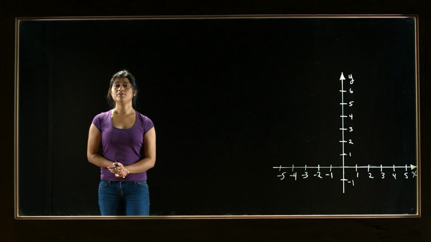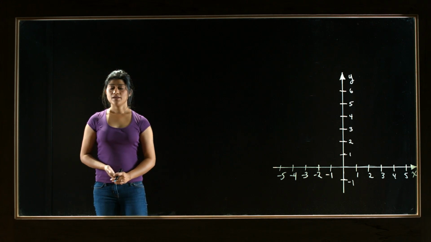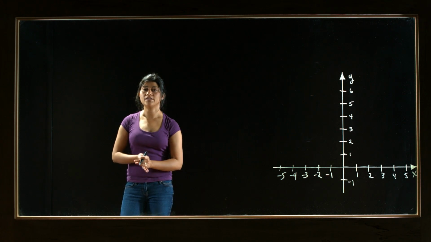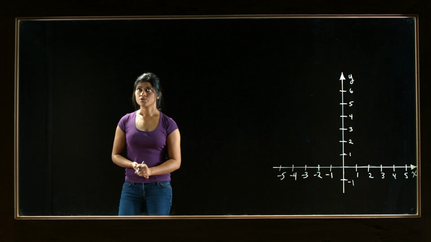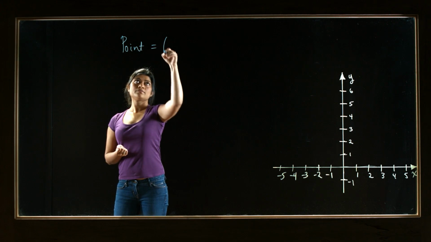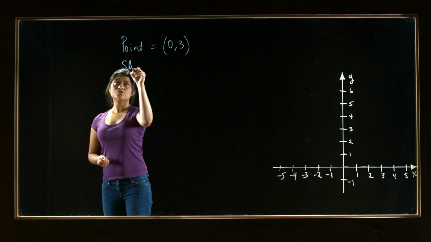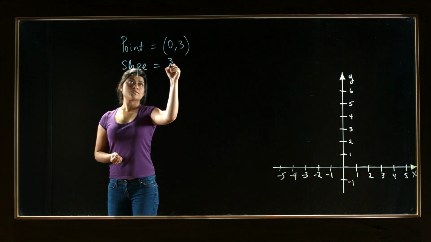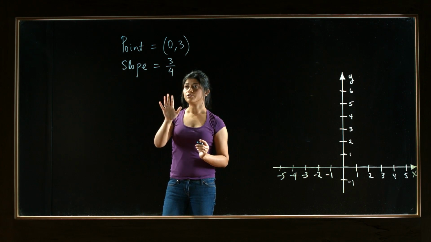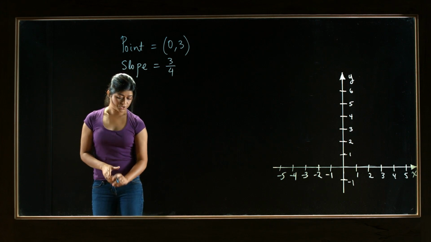In this particular problem, we are trying to learn how to write the equation of a line, and not just any way, but in a particular way. We want to write the equation in point slope form. So we are given a point on the line, (0, 3), and we're also given the slope. It is 3/4. So those are the two pieces of information about the line that are given to us, and we have to write down the equation.